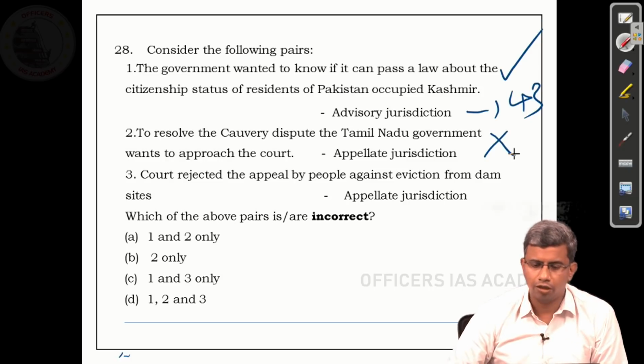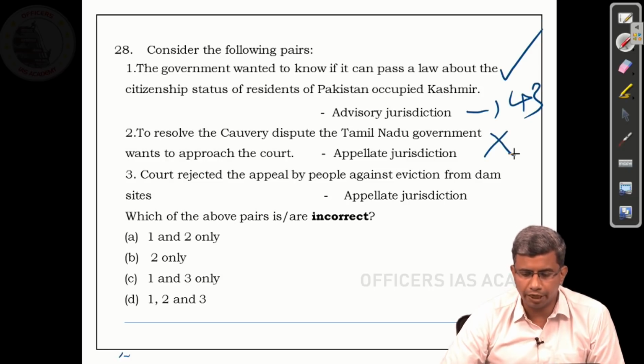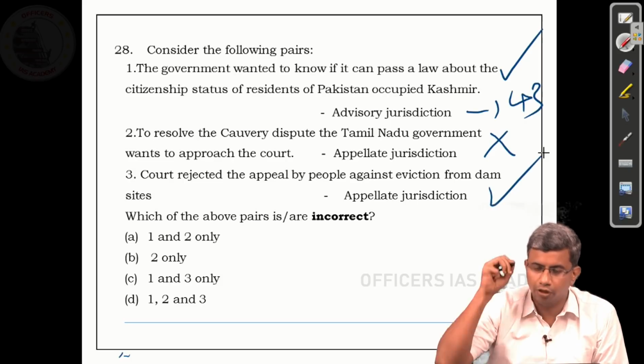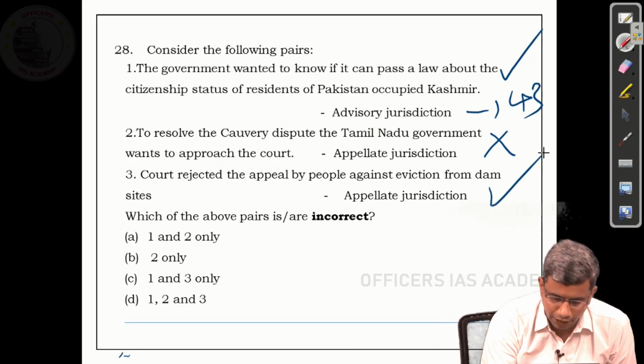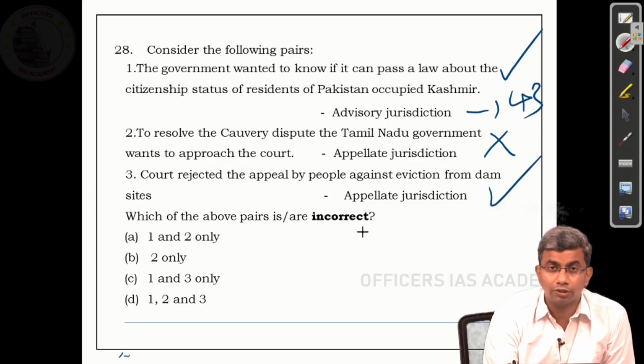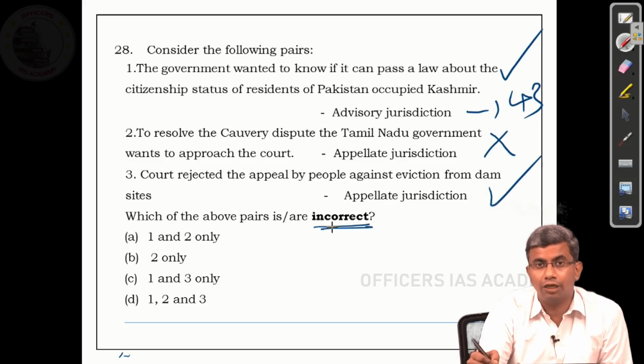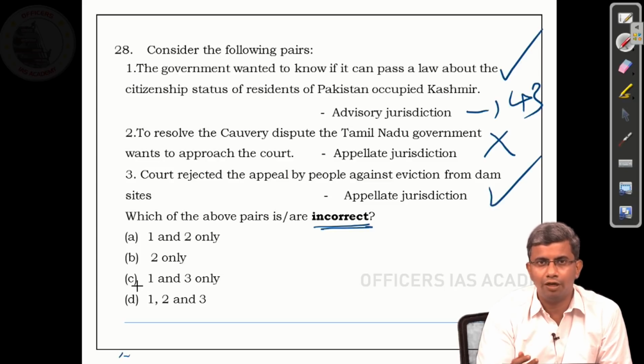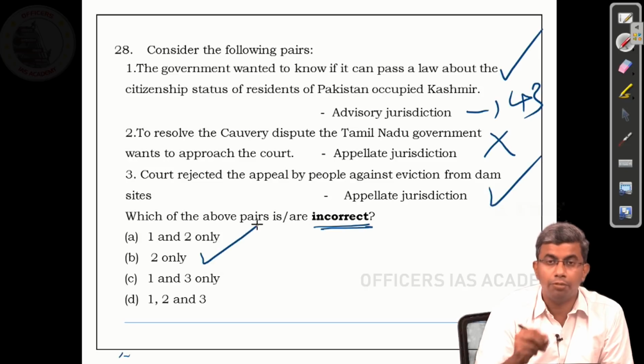So this is wrong. Court rejected the appeal by people against eviction from dam sites. Yes, this is part of appellate jurisdiction. Wonderful. So 1 and 3 are correct. So answer is C. No. What is the question asking for? Incorrect statement. So even if you know the concepts, if you have not read this properly, then you would have gone and marked answer as C and feel very happy about it. Whereas the question is about incorrect statement. So the correct answer is B, 2 only.